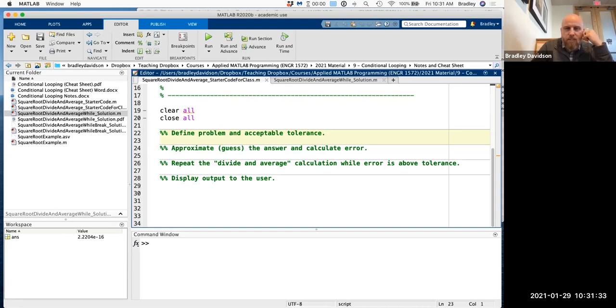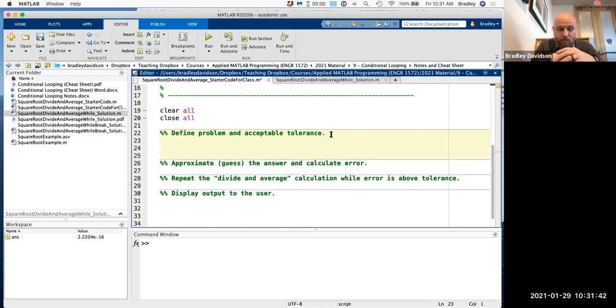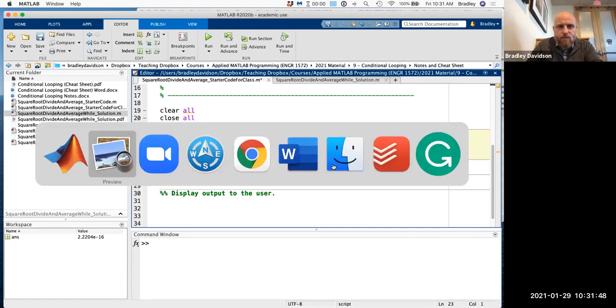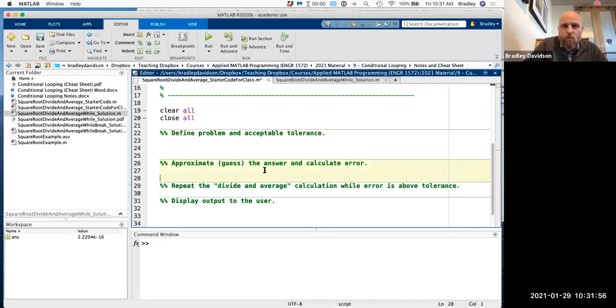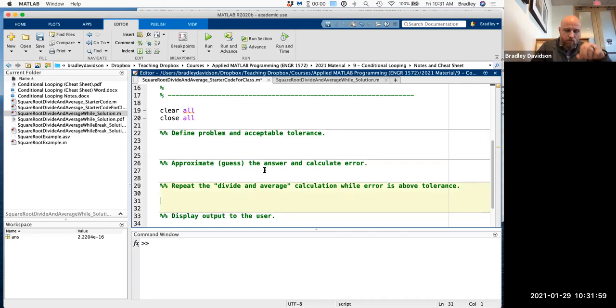In looking at this, we need to define the problem, and we need to have an acceptable tolerance. Our tolerance is going to be on the error. And then we'll get into our while loop. Let's take a glance at that while loop. It's a while loop, so you have to have an end statement and then that conditional expression. So when we come down here into our approximations, down here is where our while loop is going to go. So you can just go ahead and put that in there, a while and an end. And then up here, defining our problem and acceptable tolerance.